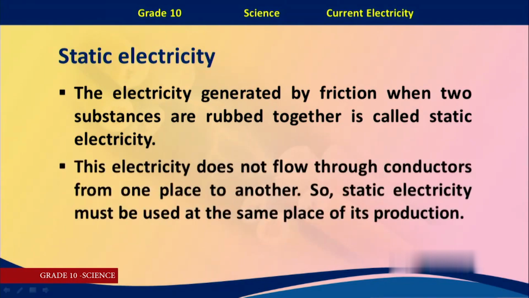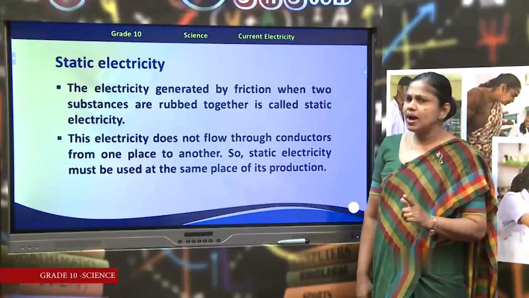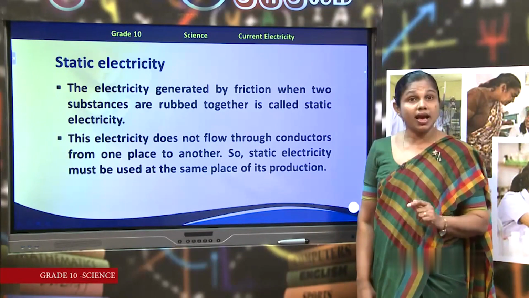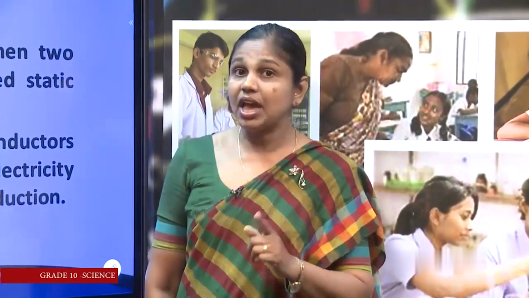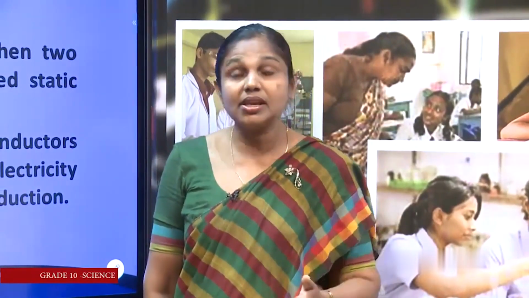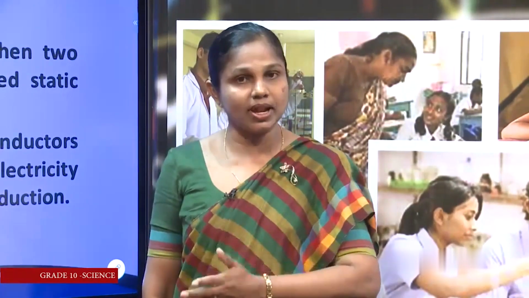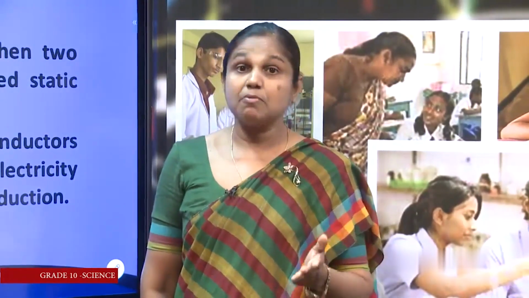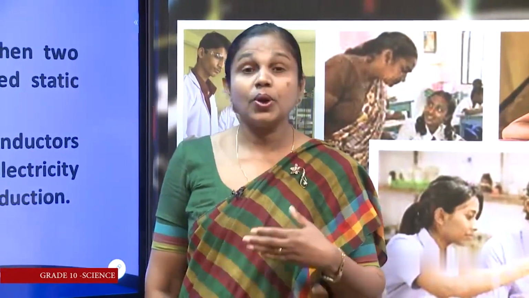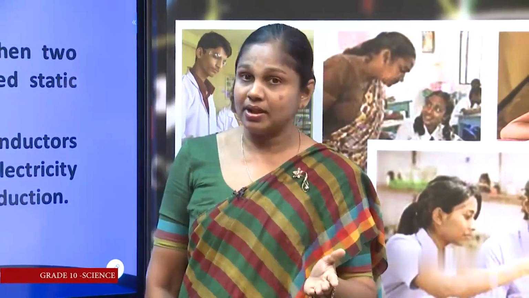Especially this electricity does not flow through conductors from one place to another. So this electricity must be used at the same place of its production. This is the difference between current electricity and static electricity. Static electricity cannot be conducted through external conductors from one place to another, but current electricity can be transmitted from one place to another through conductors or cables.